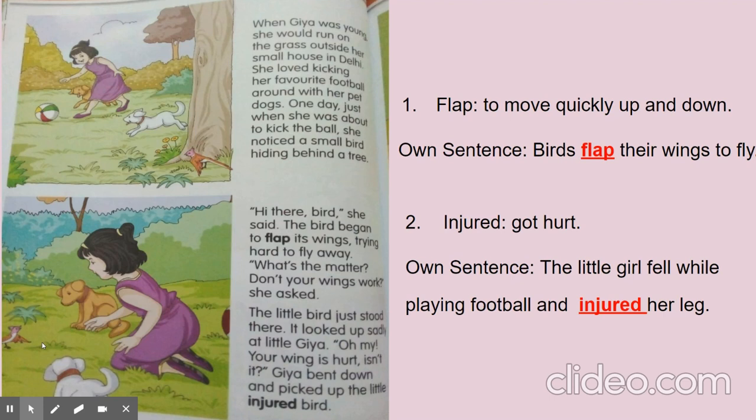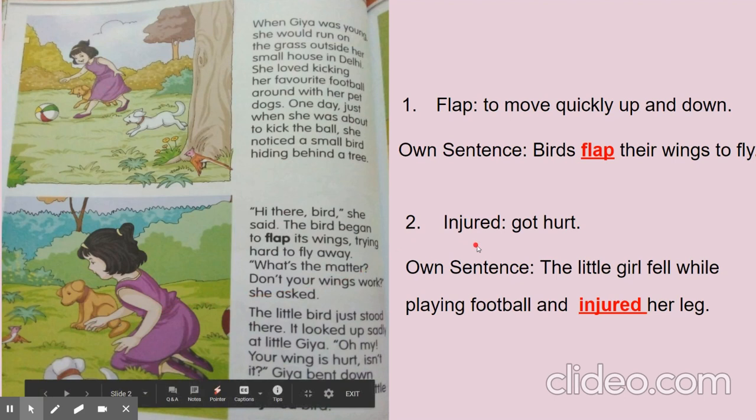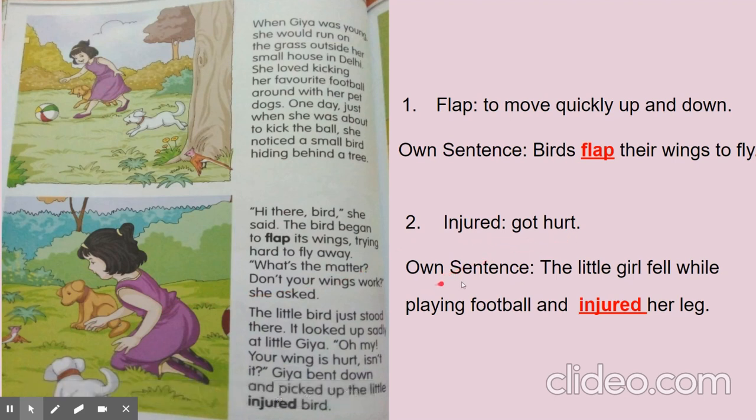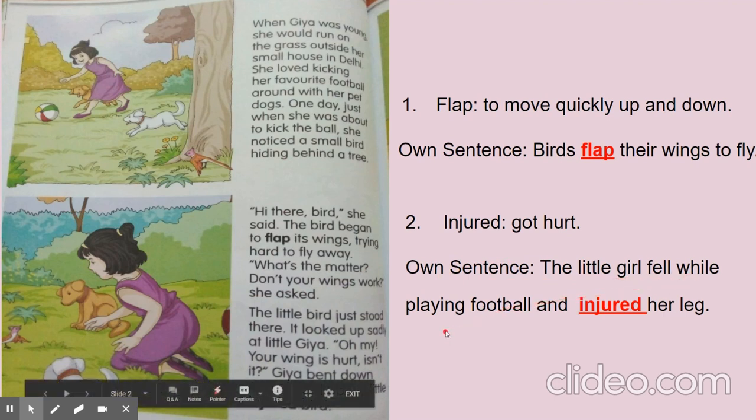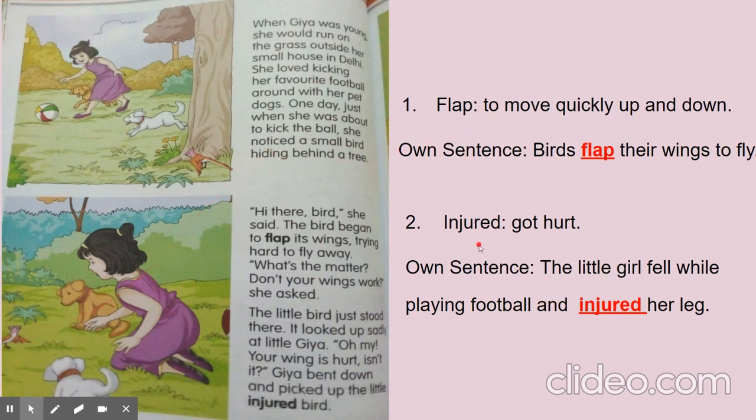Underline the word injured, children. We will see what the meaning of it is. Injured is got hurt. Example sentence: The little girl fell while playing football and injured her leg. So here, if you see, the bird got injured. So the first keyword is flap and the next one is injured. Turn to the next page, children.